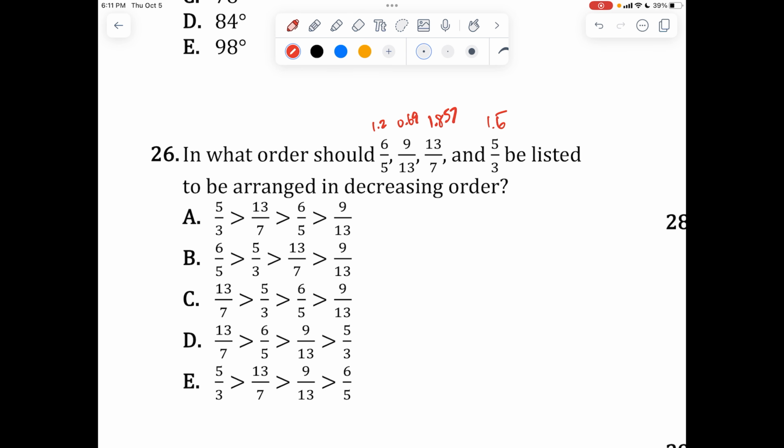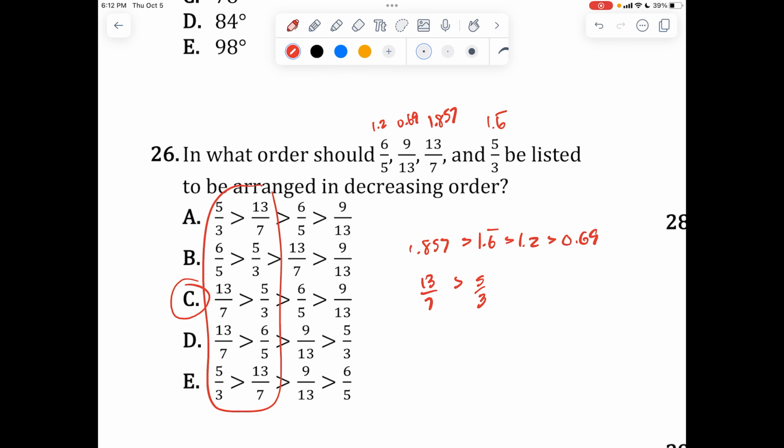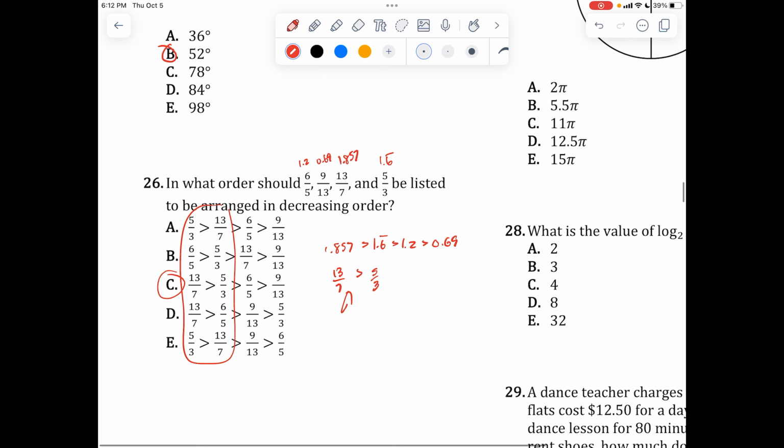Okay, so let's just sort these. 0.69, and it's asking for decreasing order. So we're going to start with the biggest. 1.857 is greater than 1.6 repeating, is greater than 1.2, is greater than 0.69. Okay, and then just replace them with their equivalents. It's greater than 5 over 3, and you realize just based on the first two that the only correct one is C. The rest doesn't really matter. But this is true throughout.